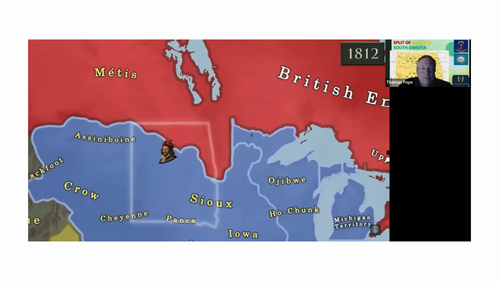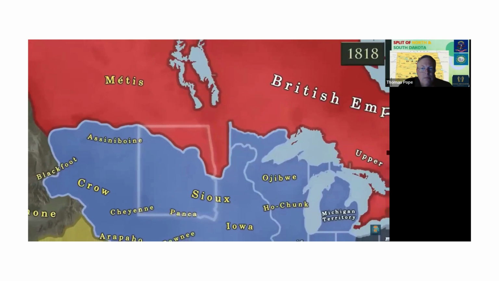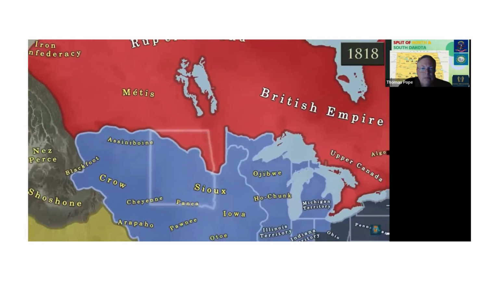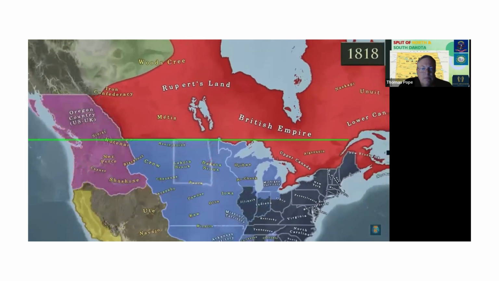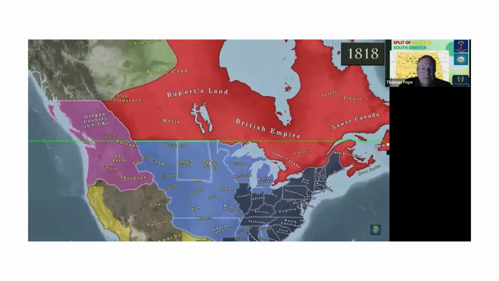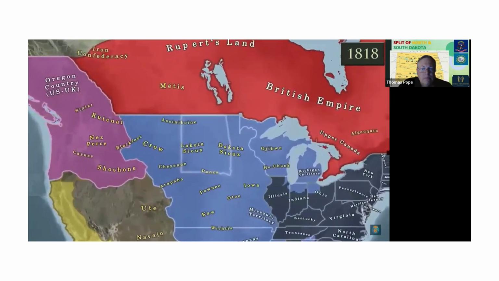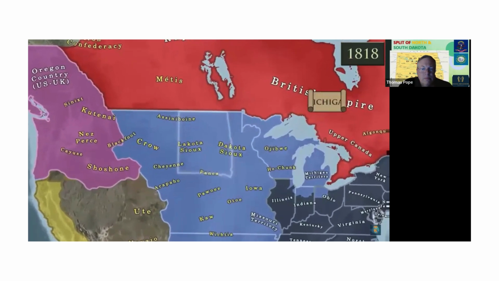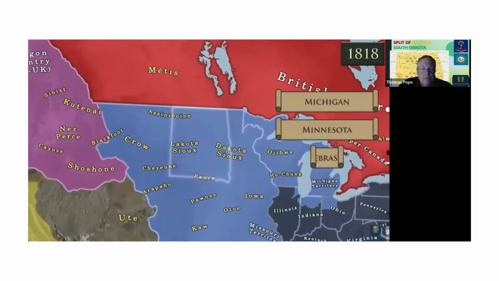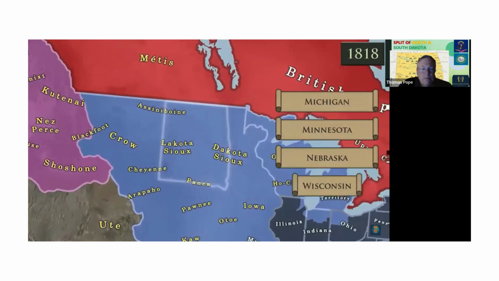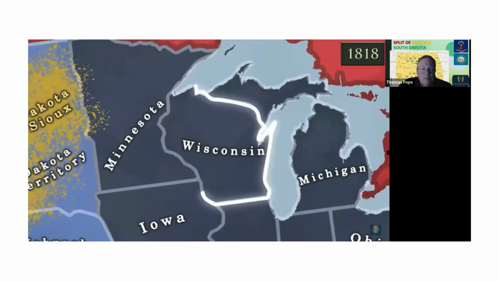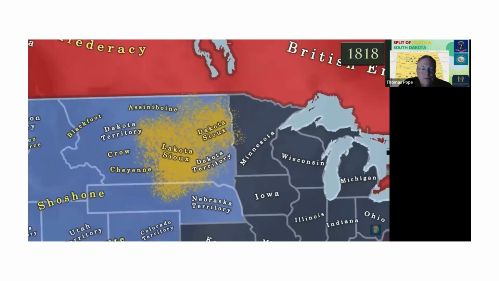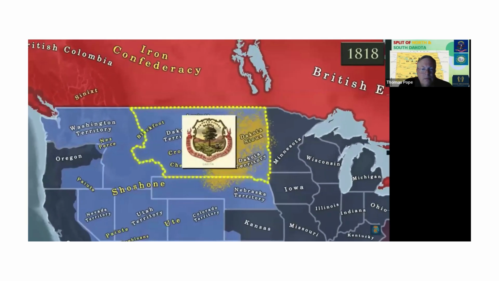More land was acquired with the Treaty of 1818 signed with Great Britain that agreed to split territory west of the Great Lakes along the 49th parallel. Over the years, territory making up the modern Dakotas ended up as part of the territories of Michigan, Minnesota, Nebraska, and finally Wisconsin. Following Wisconsin's admission as a state, the remaining land was organized into the Dakota Territory in 1861.